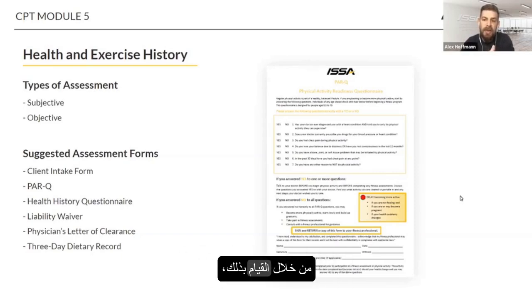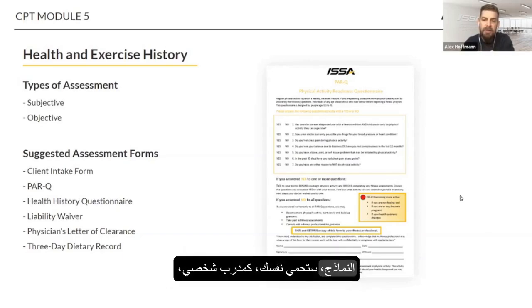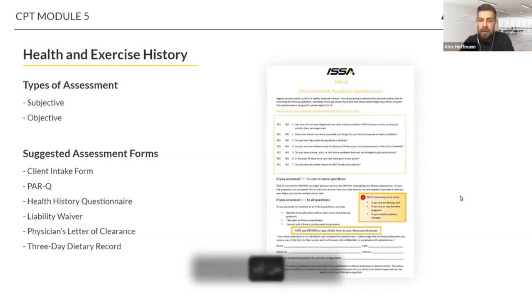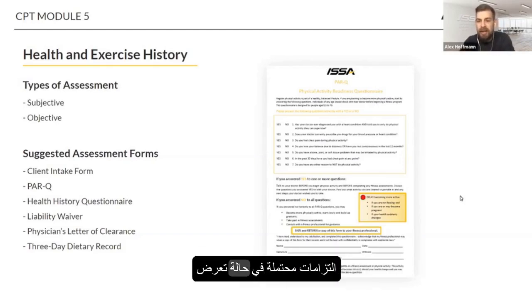So again, by having the client fill out those forms, you're going to protect yourself as a personal trainer from potential liability should that client have an accident when they are working with you.